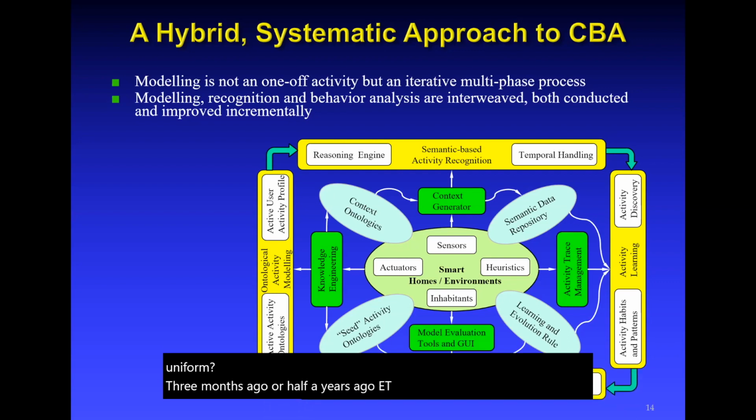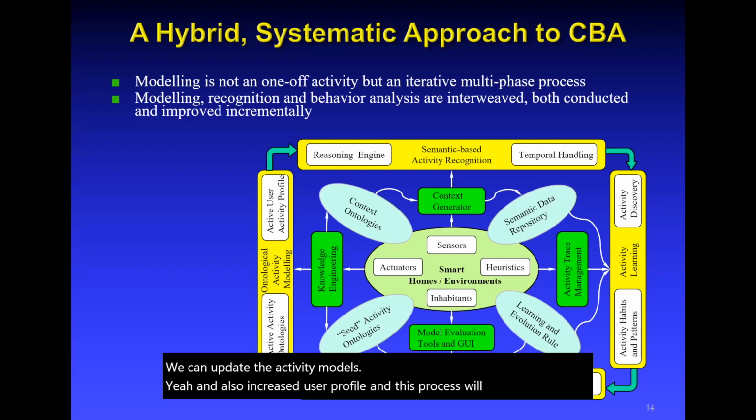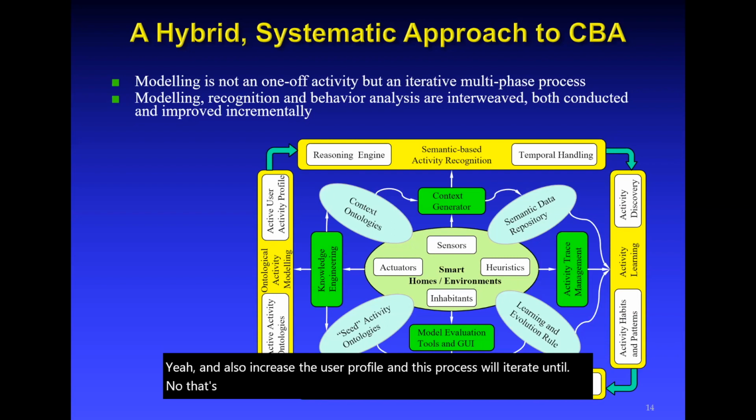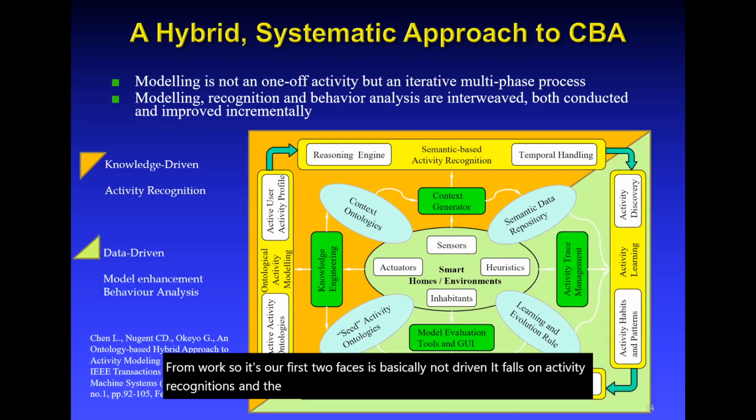Once we learn this, then in the fourth phase, we can update the activity models and also increase the user profile. And this process will iterate until no more new activities can be captured and the new user profiles are fully established. So if we look at this framework, the first two phases are basically knowledge driven, focused on activity recognition. And the second and third phases are data driven. They try to improve the model and also to derive the behavior.